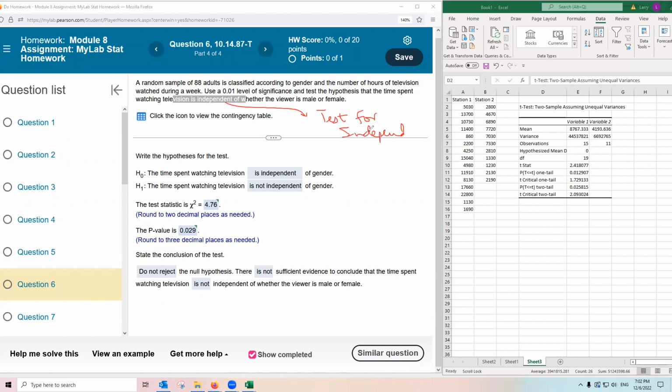Sometimes we call this a contingency table test, because the way the data is set up, it's in a format called a contingency table. Notice here it says, click the icon to view the contingency table. So let me open that up so we can see what this table looks like.